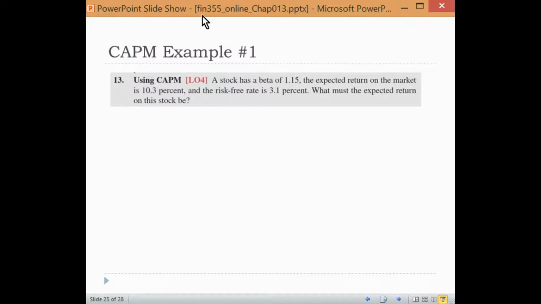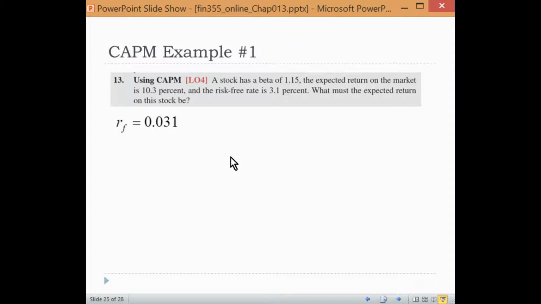The most basic is what you see here, CAPM example number 1. This is right out of the textbook. Very basic story. We're told about a stock that has a beta of 1.15. We're told the expected return on the market, that RM, market average return, is 10.3%, the risk-free rate 3.1%. What must the expected return on the stock be? This is the basic application of the CAPM, trying to find what rate of return investors should expect from a particular investment given the level of risk, given the beta of 1.15.